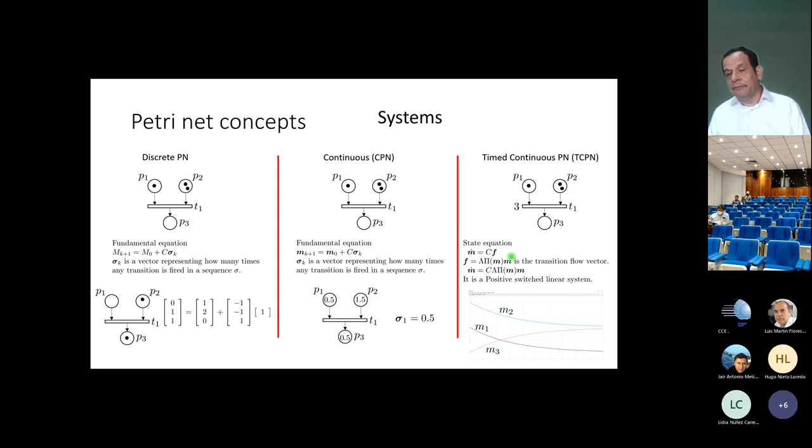Finally, in the timed continuous Petri net, I have a state equation, and this is the state equation. I can write it like this. And as you can see, this matrix, the configuration matrix, is changing. So it is a positive switched linear system. I made the simulation for this net, and this is how the marking is evolving.